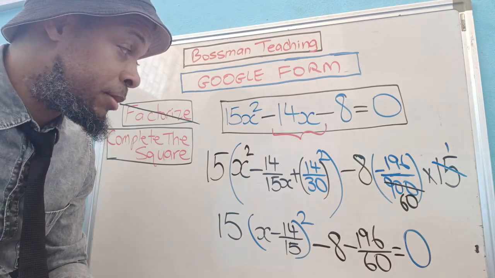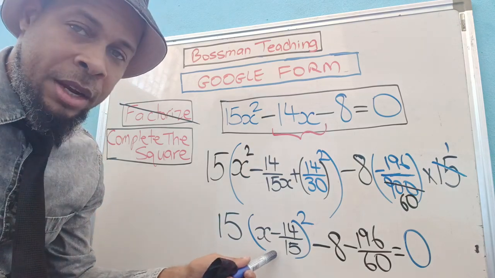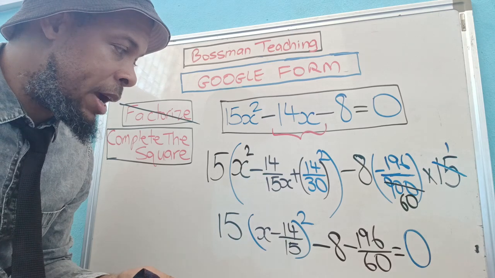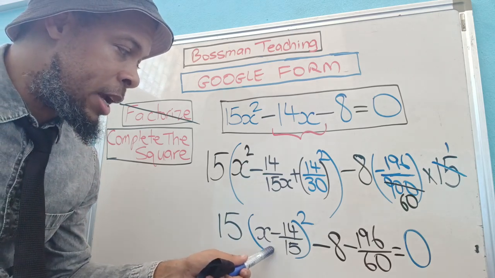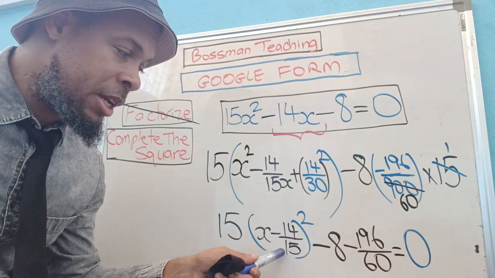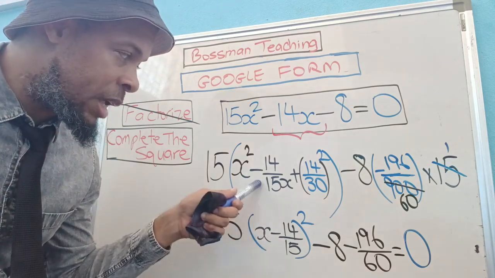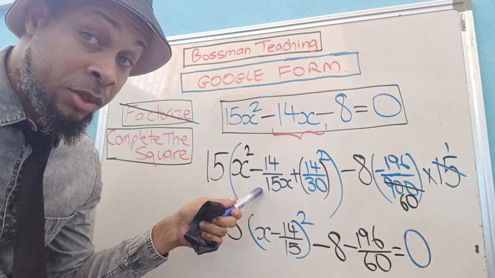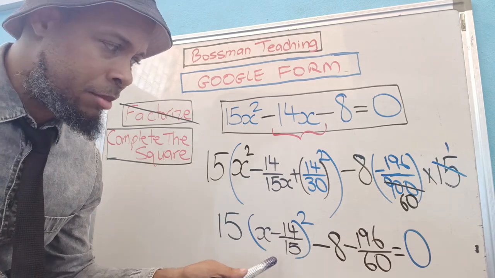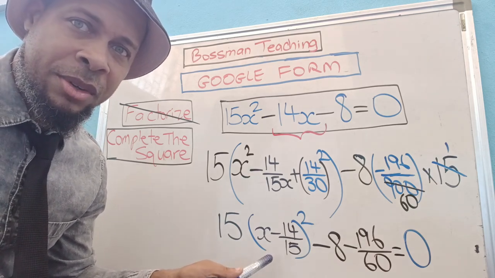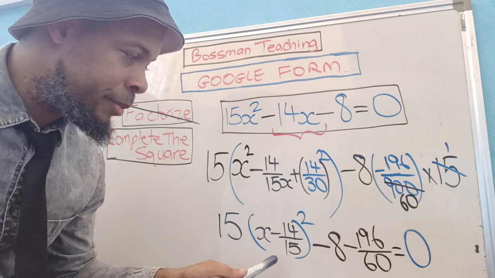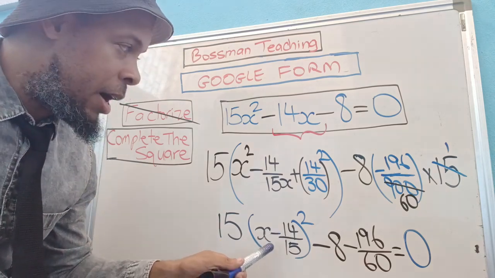Now, you can actually expand this if you want to prove that it gives you this. Because if you multiply x minus 14 over 15 by x minus 14 over 15, you're going to end up with minus 28 over 30x. And if you reduce that, you'll get minus 14 over 15x. So just to let you know about that. But you know what? Maybe I'll do that in another video, make it related to this. But trust me, it actually works.